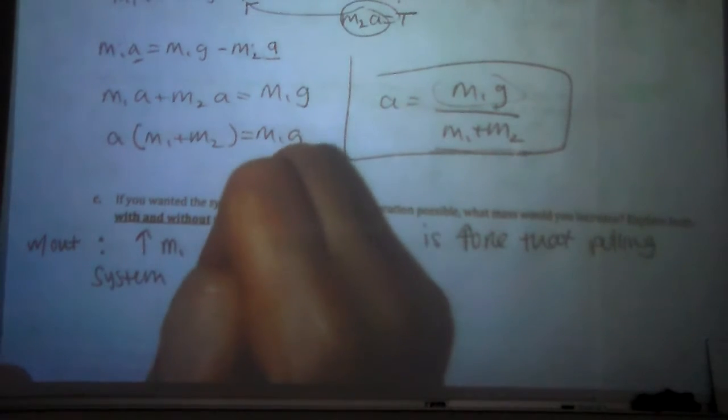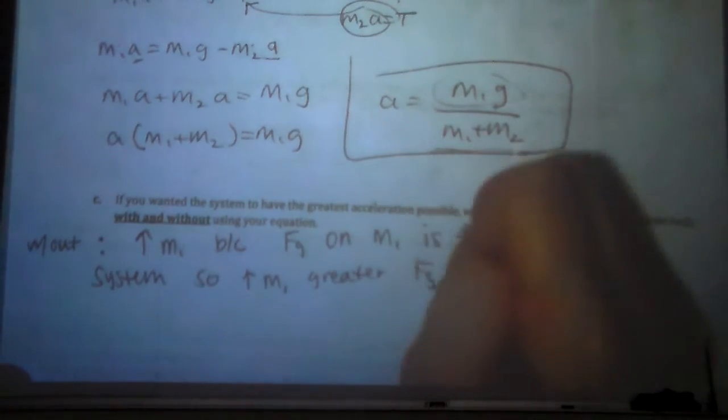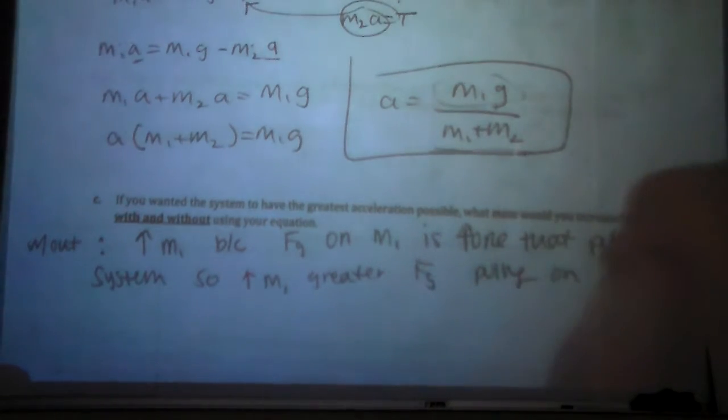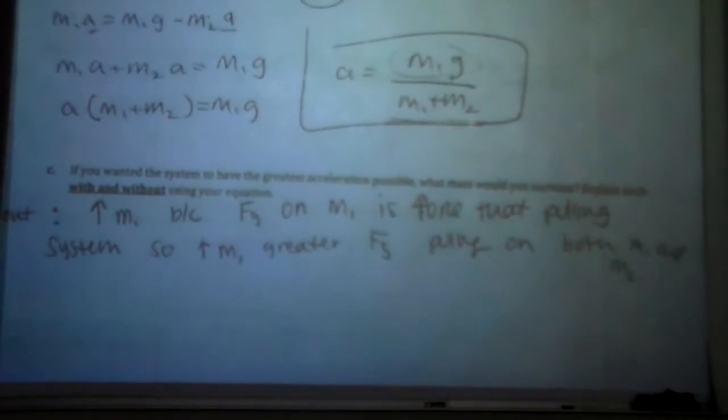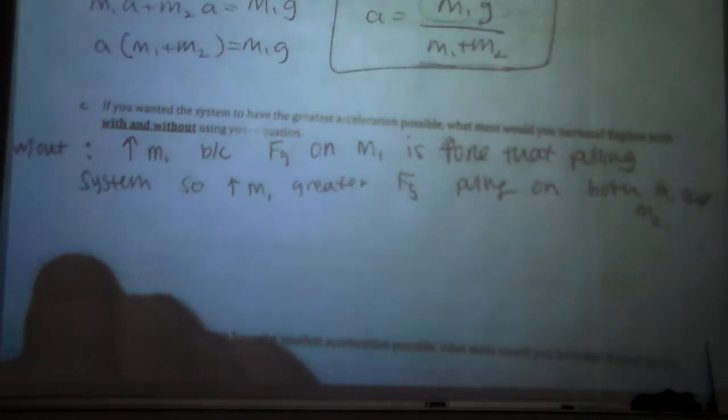So if you increase the mass, you have a greater Fg pulling on both M1 and M2. And a greater force would mean a greater acceleration. I'm going to come back to that with equations.